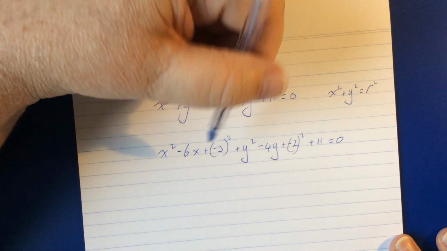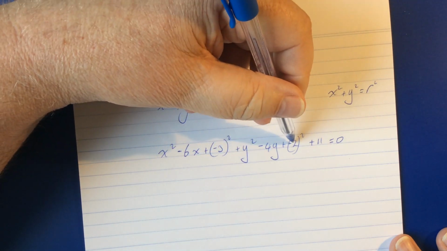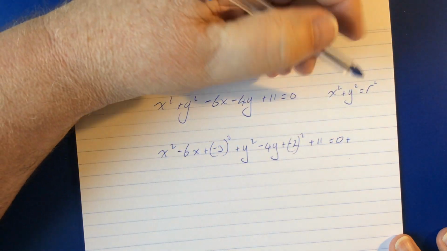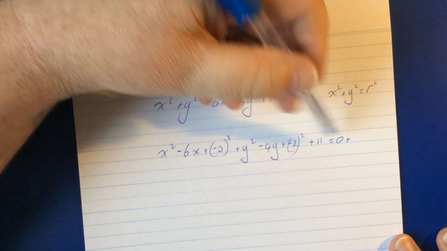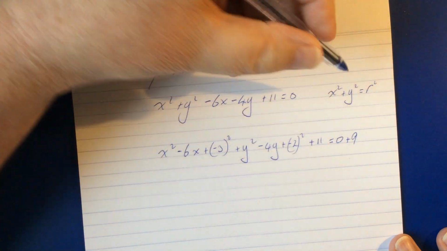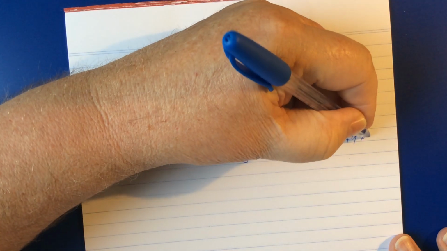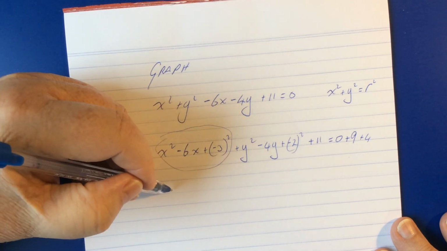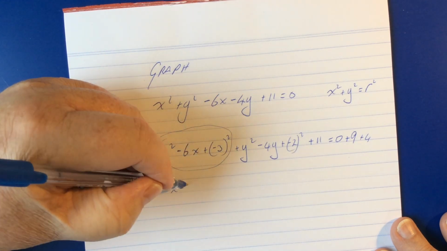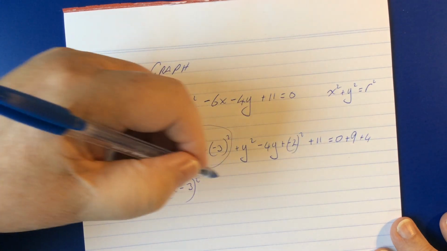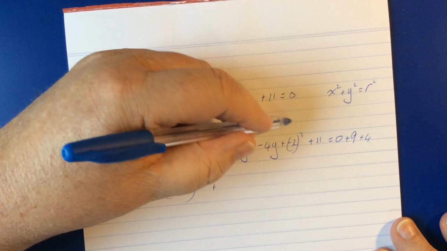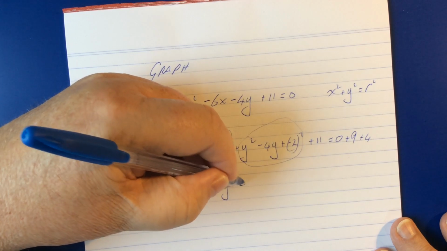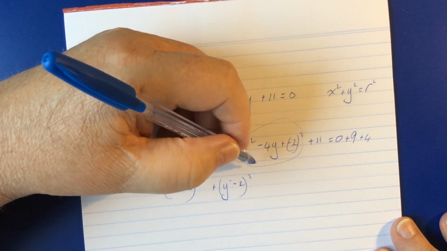Now, because I've added these two elements to this side, in order to keep this equation balanced, I'm going to add them to this side as well. So -3 squared is 9. -2 squared is 4. And we can do some tidying up here now. So I can write this as a perfect square, which is x minus 3 all squared. And I can write this as a perfect square, y minus 2 all squared. Nearly made a mistake there.